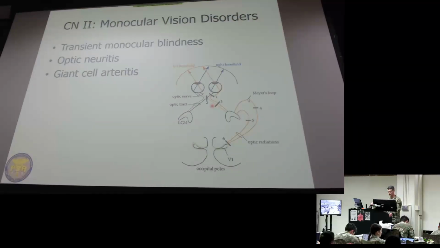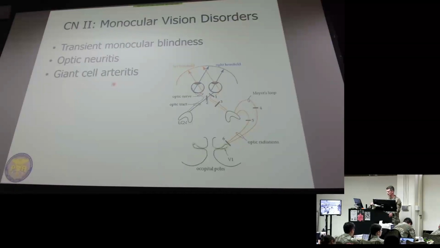All right, cranial nerve 2, the monocular vision disorders. We kind of talked about those ones real quick, but we'll spend a little more time on this. I got transient monocular blindness, aka amaurosis fugax. We got optic neuritis, which we've hit in MS a little bit. We'll give you a dedicated slide towards that. And then we got giant cell arteritis, which is one of those vasculitides, but I think neurology is the best place to teach that one initially.